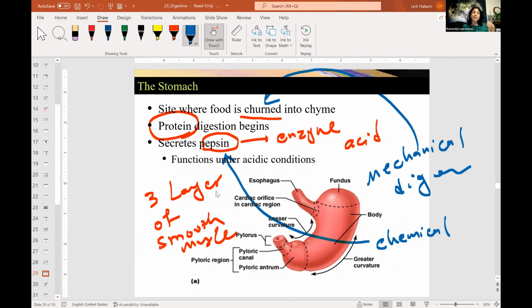So the partially digested food mixed with gastric juice is called chyme. Chyme is going to be formed in our stomach, because in our stomach, with churning motility, we're going to break down the food and also mix it with gastric juice.